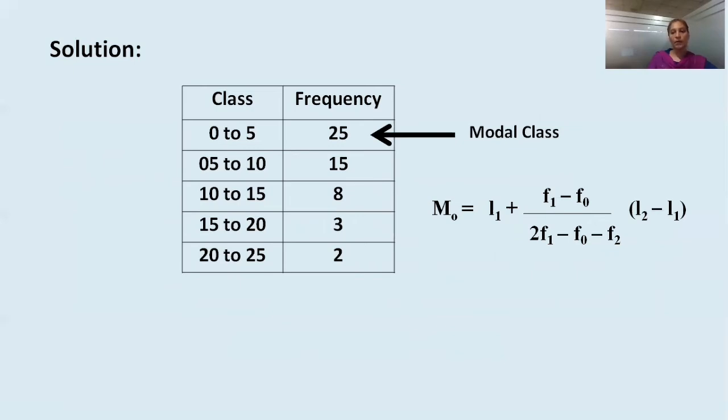In this formula, firstly we will find out the values of the notations. Here L1 is the lower limit. For the modal class, this is the modal class, the lower limit would be 0. The upper limit, that is L2, would be 5.